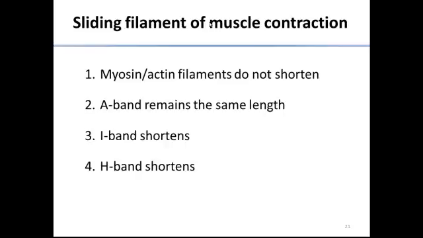In the sliding filament model of muscle contraction, the myosin filaments do not shorten, but the bands have some changes. During contraction, the A band remains the same because the A band is the same length as the myosin filaments. The I band is the gap between one A band and the next A band, so the I band shortens during muscle contraction. The H band also shortens because the H band is the gap between the thin filaments.